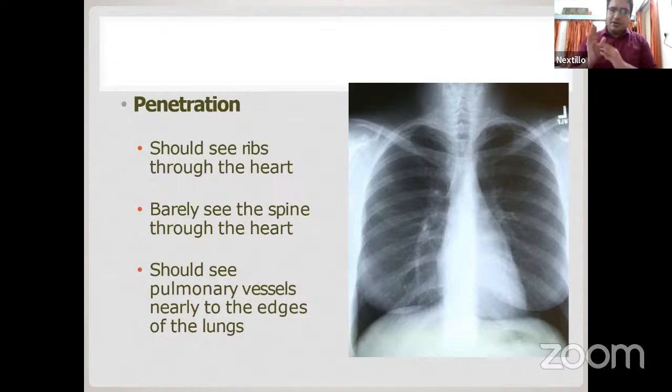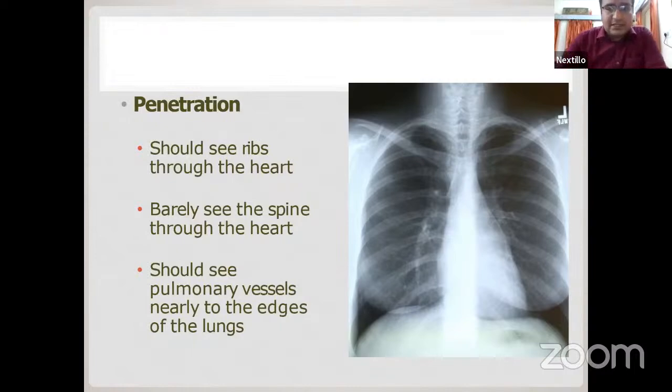So that is called overexposure. What if the amount required for the thin guy is given to a big guy, or any fatty patient? What will happen? The rays will not be able to penetrate that patient. So less amount of X-rays will reach and it will appear white.